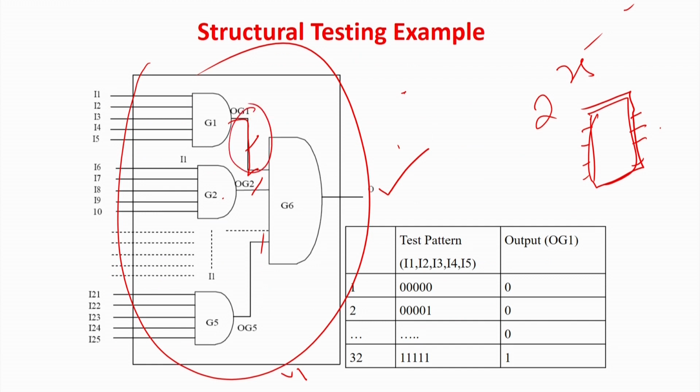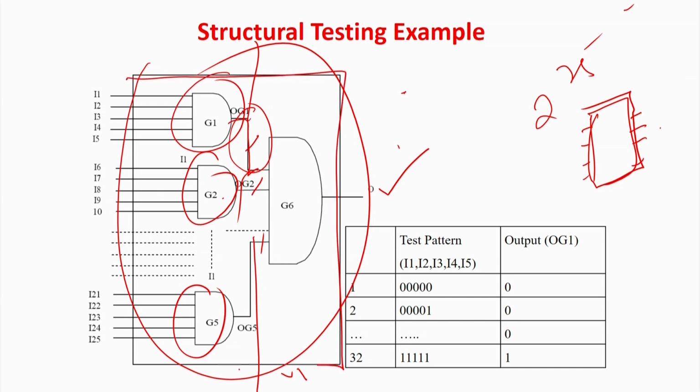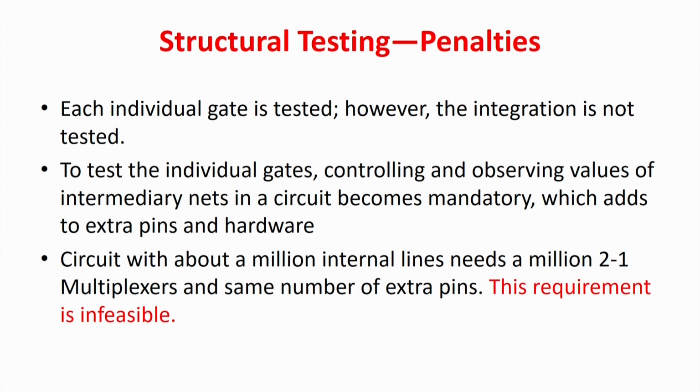Because they are packed, I have to somehow make pin out extra. Obviously, there is no other solution, you have to bring out extra pins or you should have extra arrangement to control such internal lines. Then only you will be able to do structural testing, because I am doing all the gate testing individually. Therefore, I should have full access to these gates, but as this is a closed box, I do not have access to some of the pins. That is actually called observability and controllability problem.